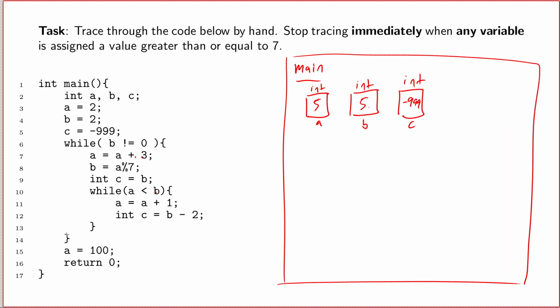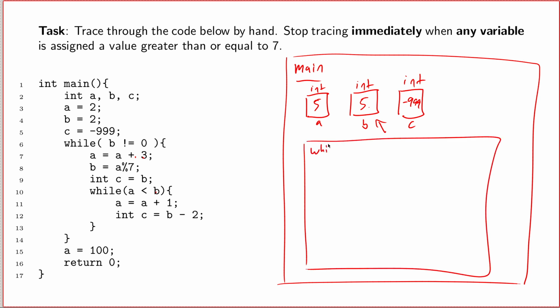Okay, so I go back up to line number 6. I ask the question again. Is it true that b is not equal to 0? So b has got the value 5. So yes, that is true. So I enter my loop again. So I draw a nice new scoping box for it. It's the while loop on line 6. Okay. Line number 7, a equals a plus 3.